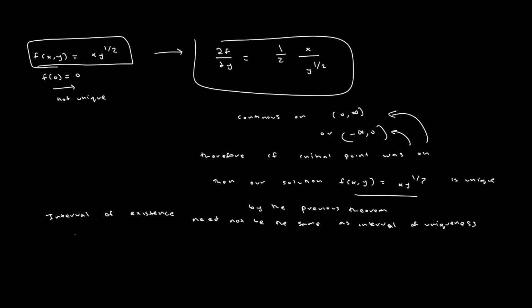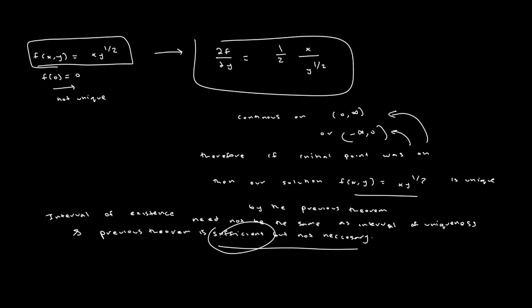And the previous theorem is sufficient but not necessary. So we can have functions that don't satisfy the conditions of the previous theorem, but we can still get a unique solution to an initial value problem, because it is sufficient but not necessary. But if we have some function that satisfies those conditions, we can always guarantee that we have a unique and existing solution.